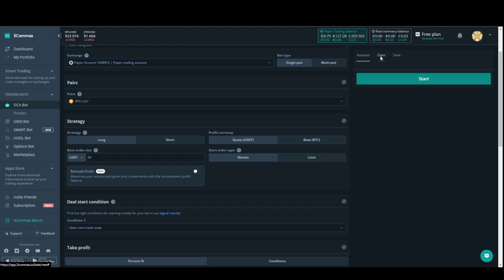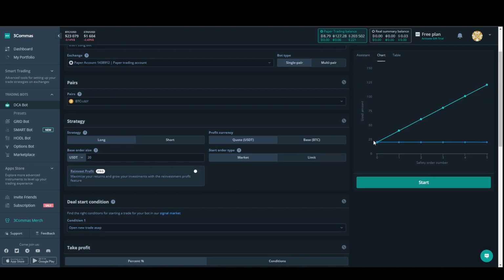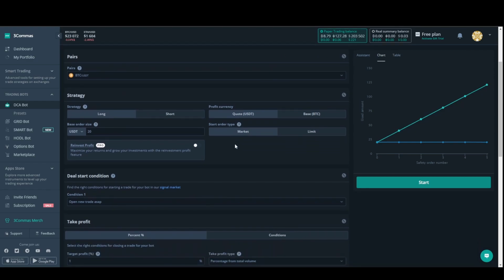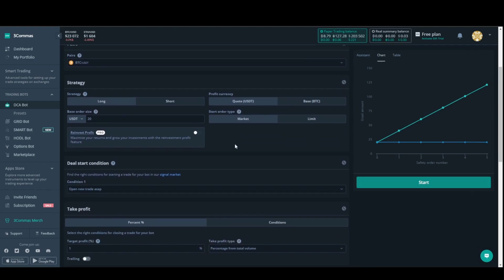But we'll just choose USDT for this. Let's go to chart. So this is the volume that was going to be used for these trades. For the trade, we will be going long, of course, because we want to buy and then sell at a profit. And we'll go down and we will see.